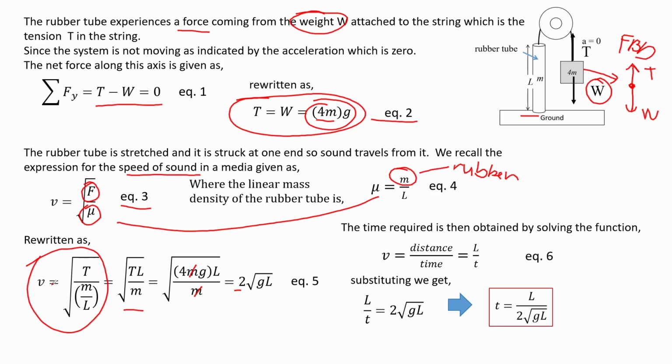for the velocity. Now we recall that velocity is just the distance divided by the time. We know the distance of the rubber tube is just L, and the unknown parameter we want to solve for is t. Substituting that, we get this expression here. Rewriting, we arrive at an expression for the time for the pulse to travel from one end to the other end, which is equal to L over 2 times the square root of gL.